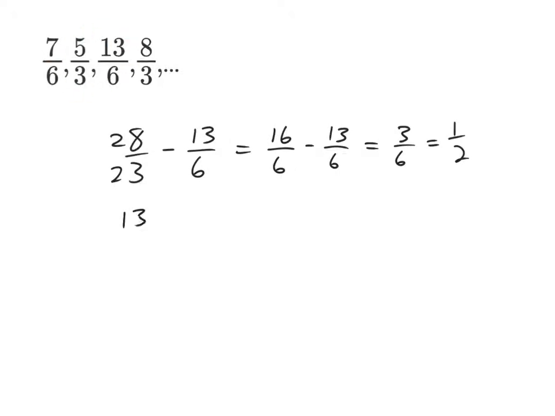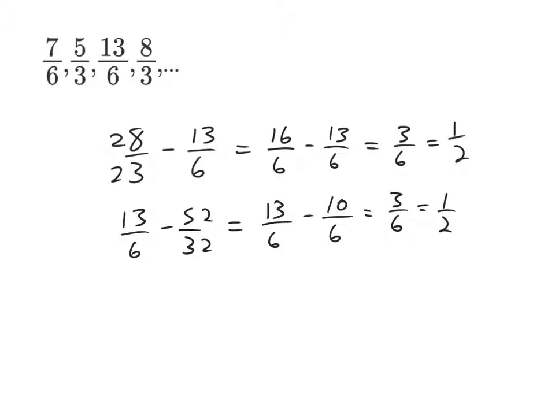So I have 13/6 minus 5/3. Common denominator, I'm going to have to multiply this by 2, so you get 13/6 minus 10/6, which is 3/6, which is 1/2. So pretty much what that means is that my common difference is 1/2, and A is going to be my first term, which is 7/6.